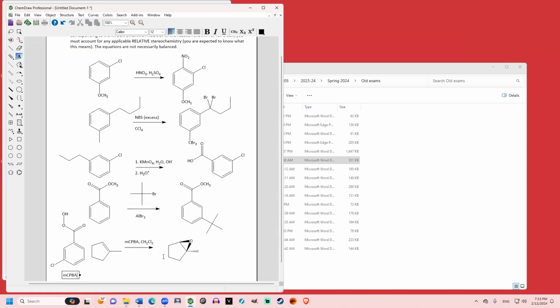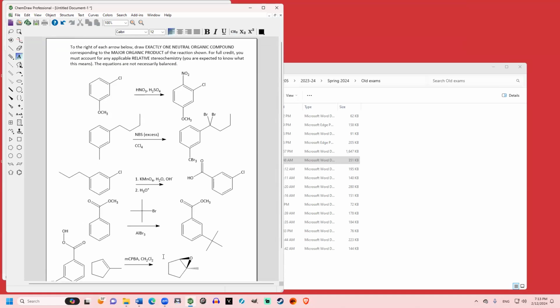For the NBS reaction, what would it look like if it was just one equivalent instead of excess? You'd get a mixture. You'd get some bromine here and some bromine here. It would not be a good question. Okay, thank you.